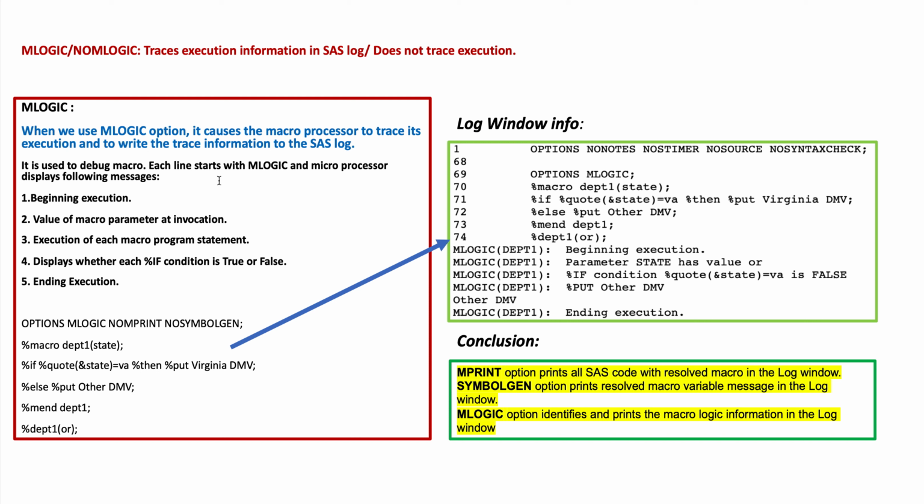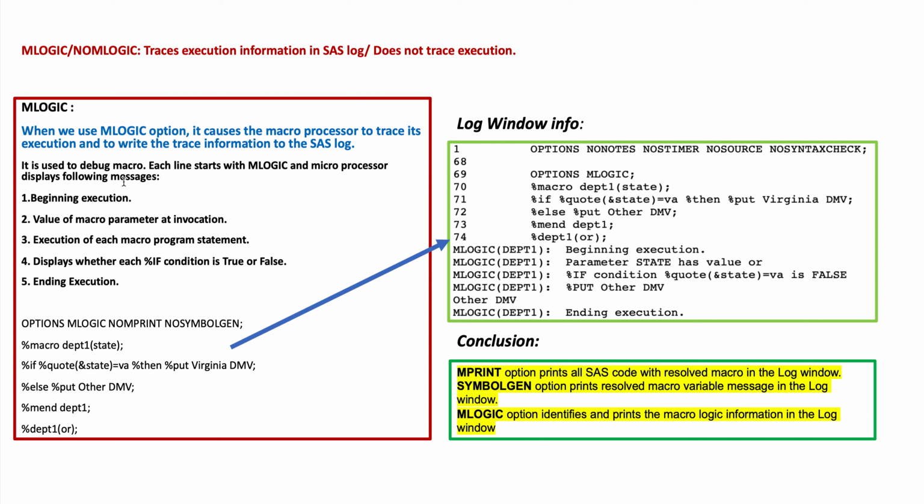Each line starts with MLOGIC and the macro processor displays the following messages. First one is beginning execution. Second one, value of macro parameter at invocation. Third one, execution of each macro program statement. Fourth one, displays whether each %IF condition is true or false. And fifth one, ending execution. We will get this information in our log window.